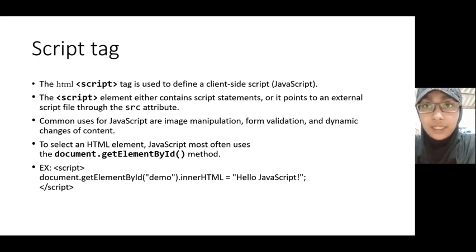To select an HTML element, JavaScript most often uses the getElementById method. We mention it as the document.getElementById method. For example, we open the script tag and we write document.getElementById. In parentheses, we mention the ID of the particular tag, and then .innerHTML is equal to the text we want to display, and we close the script tag.